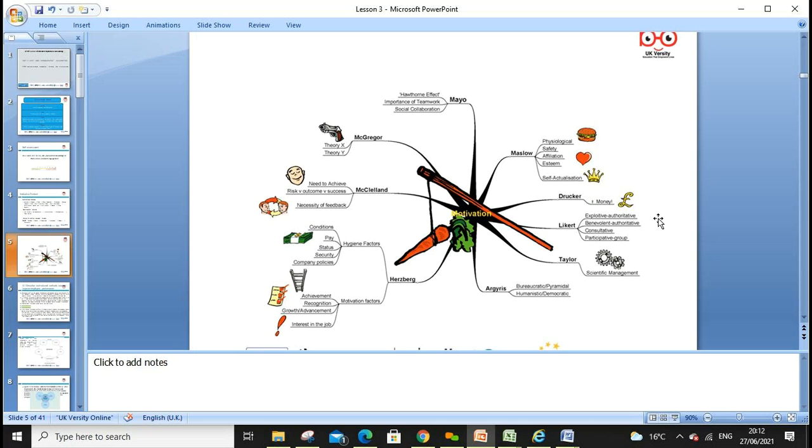Then Herzberg gave the two-factor theory, which is quite popular. One is called hygiene factors, which are known as demotivator factors, like company policy, salary, status, and security. And then Herzberg also mentioned the motivator factors. Those are things like achievement, recognition, growth, advancement, and interest in the job. These are all motivator factors.